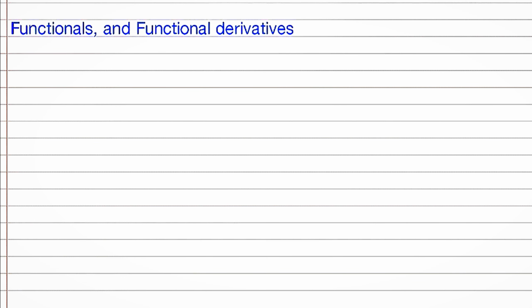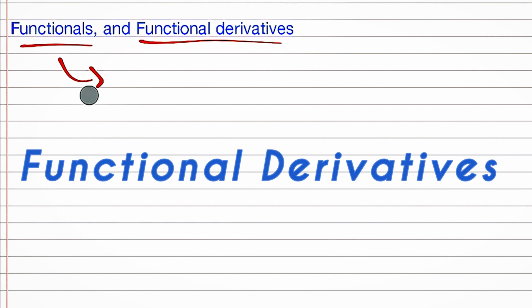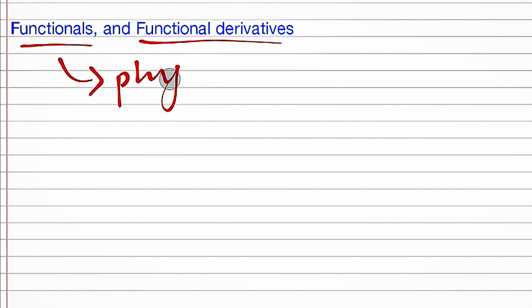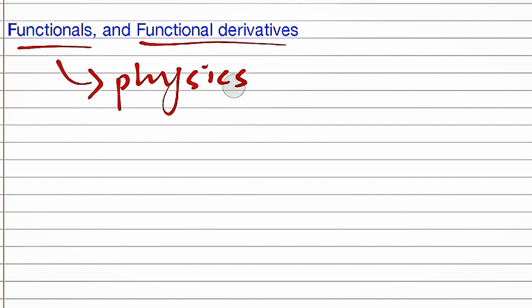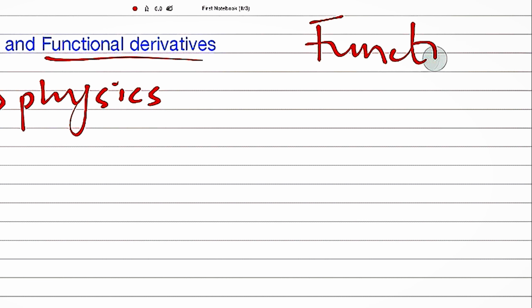In this video, we'll be talking about functionals and functional derivatives. Functionals are incredibly important in physics. If you want to understand how nature behaves fundamentally, then understanding functionals is crucial. We have seen functions since ages. We know how to define them, how they look, how to differentiate them, and how to integrate them.